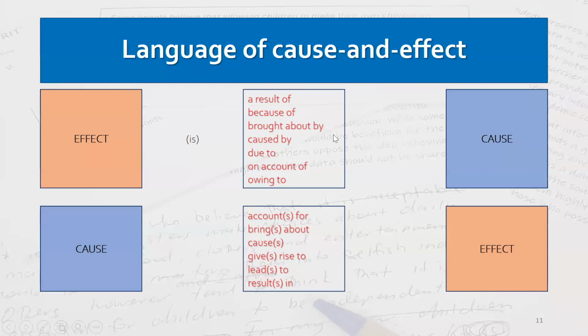Let me begin with the first one, the language of cause and effect. As you can see from the so-called formula here, there is a range of words that you can use: a result of, because of, brought about by, and so on. We can use these words to express the relationship or to link the cause and the effect within sentences.